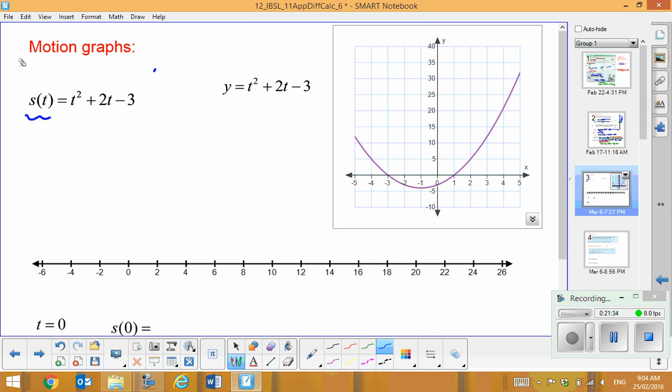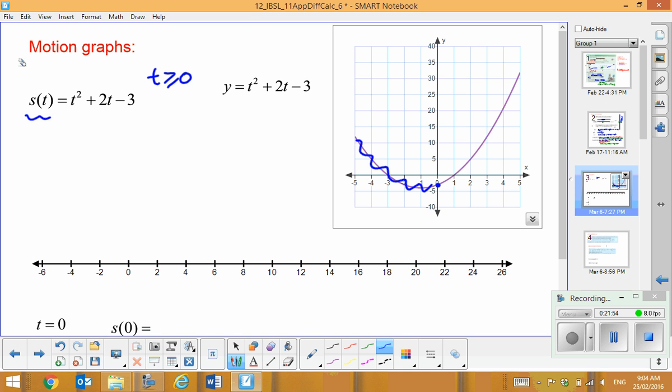All right? So that means we only look from no time, when we're starting, to any time. So this graph starts here. That part's all irrelevant. So if you're on your calculator, you can just start at 0 on your window. You don't need negative time.